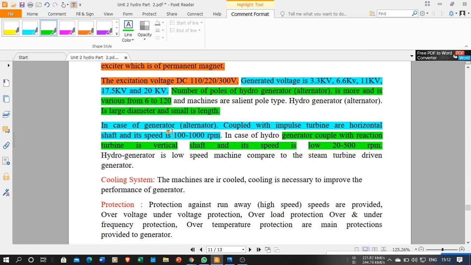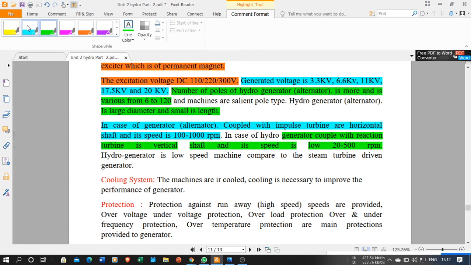So if it is an impulse turbine, we use horizontal mounting, and if it is a reaction turbine, we use vertical mounting. Their speed is low, 20 to 500 rpm. A hydro generator is a low speed machine compared to steam turbine generators. For a thermal power generator the alternator may have 3000 rpm or 1500 rpm, but in this case the rpm is a maximum of 1000 and a minimum of 20 rpm.